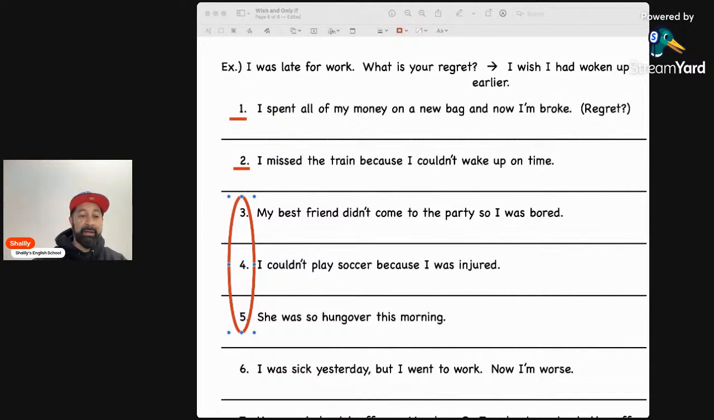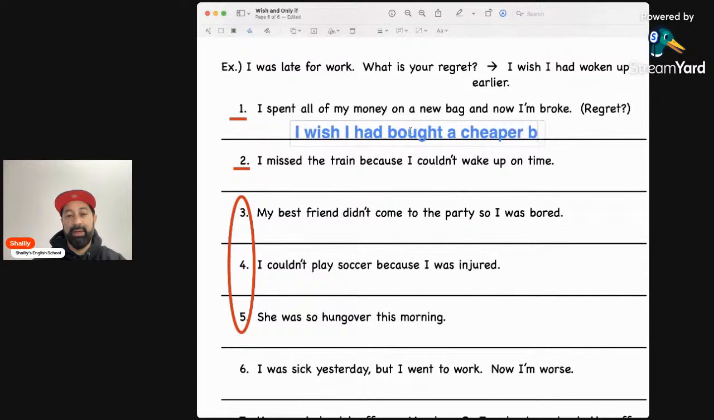Could be so many different answers. Like, you could say, I wish I had bought a cheaper bag. Okay. Most likely people are not going to wish that. If you're buying an expensive bag, you're probably very happy. Maybe another answer I could say here, I wish I had chosen a better paying job.